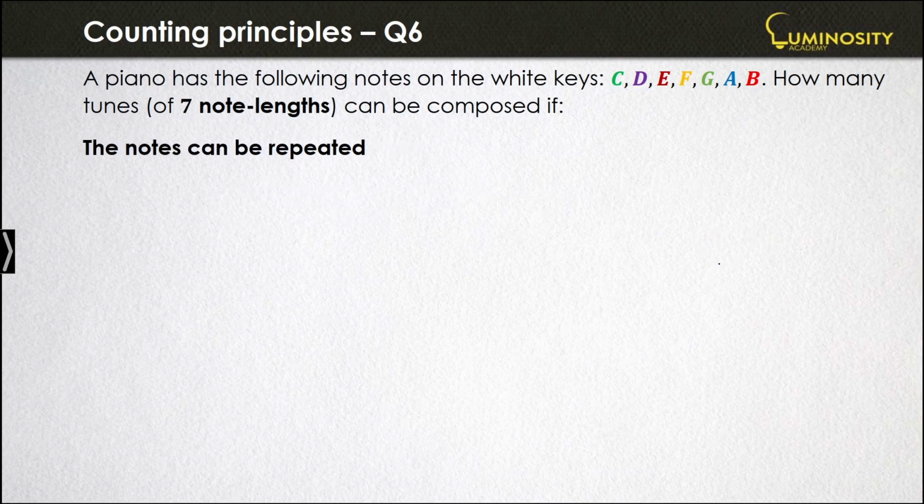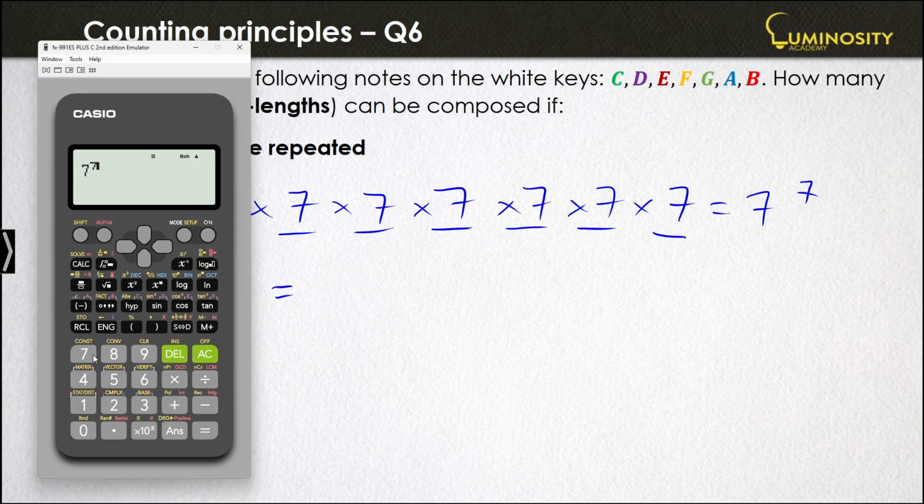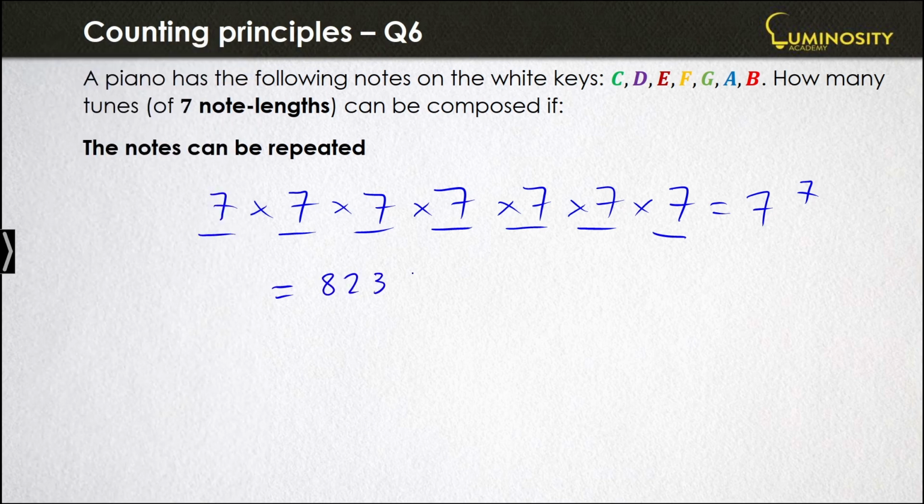What if the notes can be repeated? Well, again, 4, 5, 6, 7. Now there are 7 notes for the first option, but we can keep choosing any of the 7 notes in any of the positions. So by the fundamental counting principle, there are 7 to the power 7 options here. Let's do 7 raised to the power 7. We get 823,543. That's the number of 7 note length tunes we can play with those 7 keys if notes are repeated.